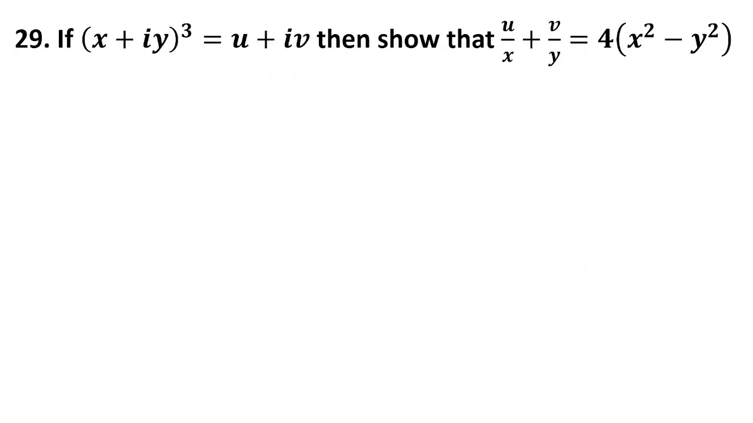Question number 29. If (x plus iy) whole cube is u plus iv, then show that u by x plus v by y is equal to 4 into (x square minus y square). On the right hand side, you are seeing that real and imaginary parts we have to find. U is the real part, v is the imaginary part.